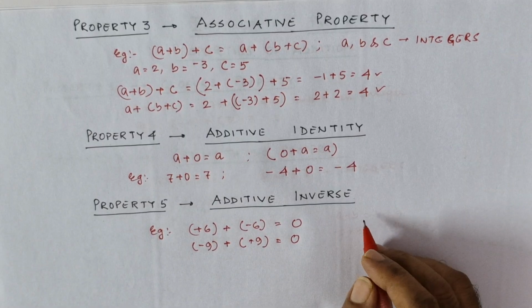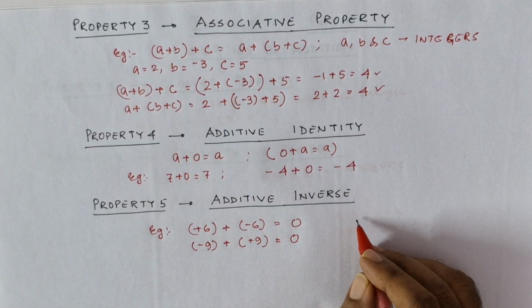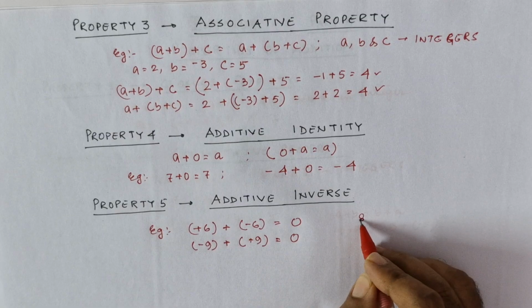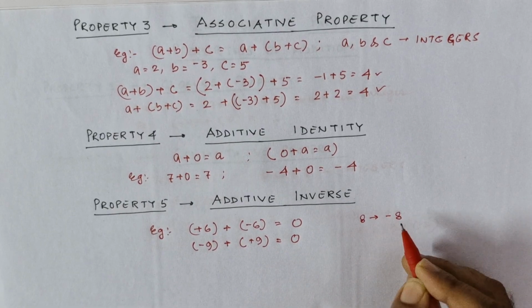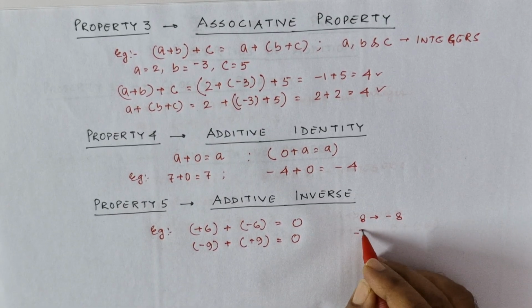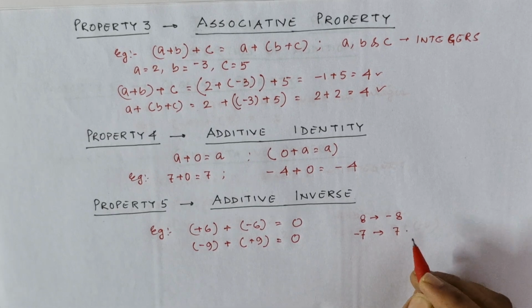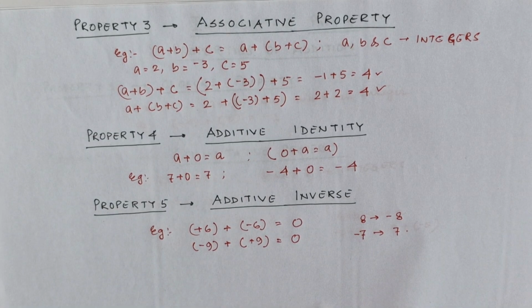So if somebody asks you, what is the additive inverse of 8? It will be -8. What is the additive inverse of -7? It will be 7. Got it? Very simple. So these are the 5 properties, right?